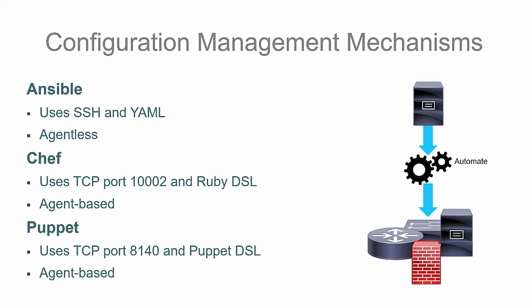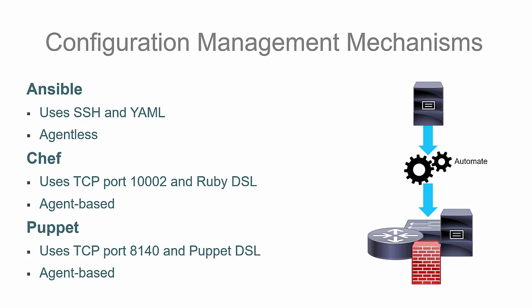Chef uses TCP port 10,002 and Ruby DSL. It's considered to be agent-based because it does require that an agent is installed on your device. And then Puppet, which is also agent-based, uses TCP port 8140 and Puppet DSL for its text format.